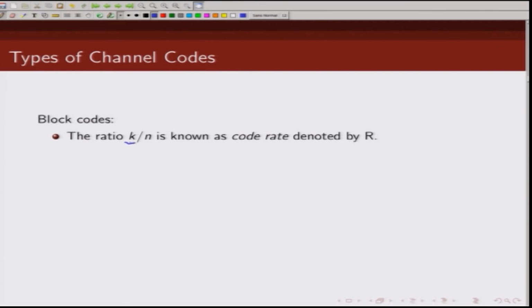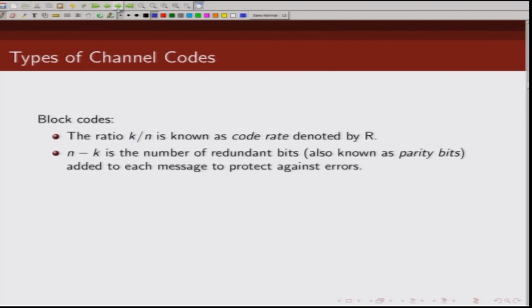As we mentioned in the previous lectures, we define our code rate to be the ratio of the number of information bits to the number of coded bits, and it is typically denoted by R. k is the number of information bits, n is the number of coded bits. So, n minus k is the number of redundant bits that we are adding to our information bits, and these are also known as parity bits.